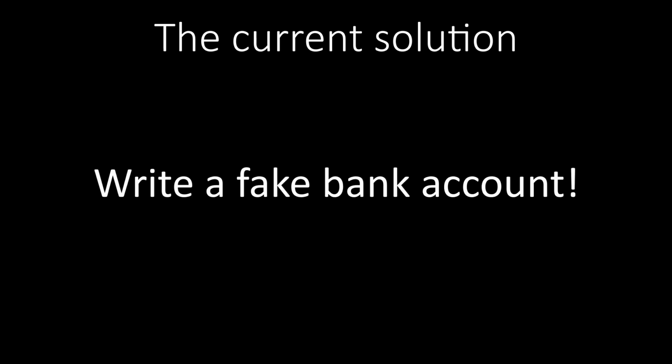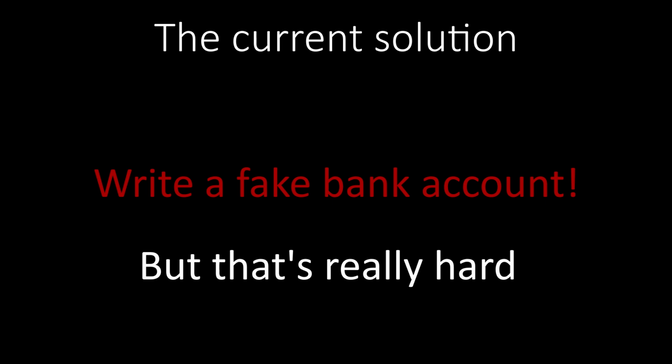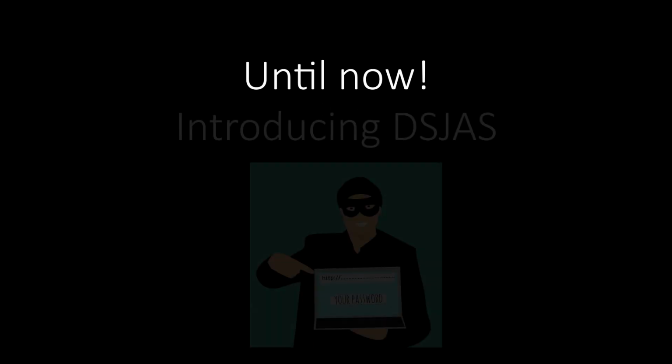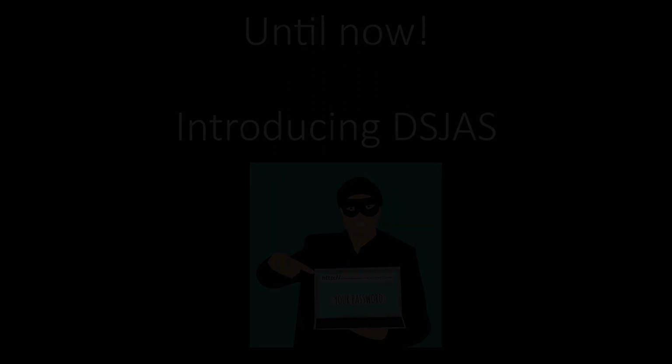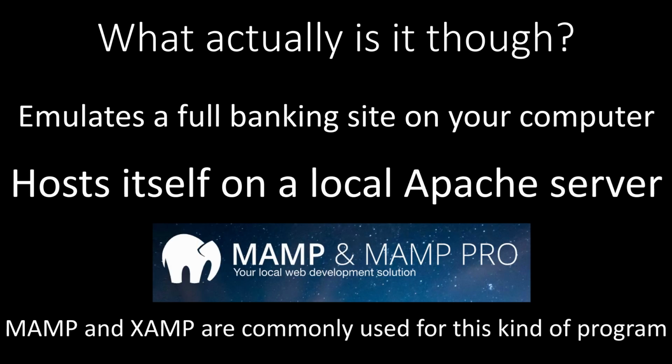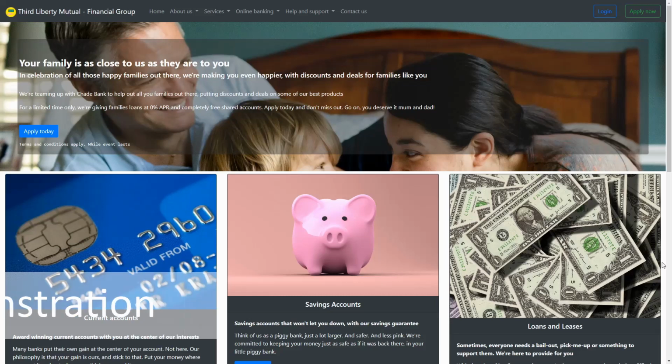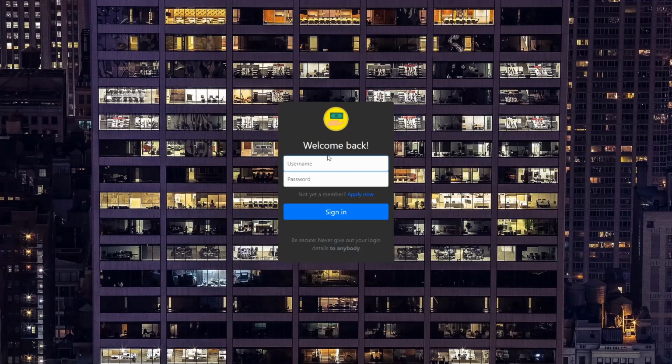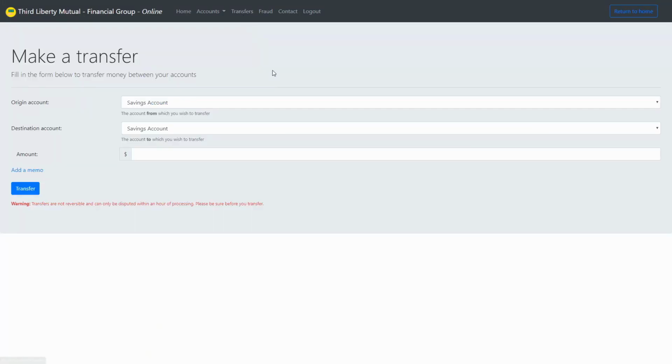In general, your best bet is to try and set up some kind of fake bank account program. However, that's easier said than done. Until now. Meet DSJAS. So, what actually is DSJAS then? Well, DSJAS solves the problems that we previously mentioned by emulating a banking website on a local server on your computer. You can visit this banking website and log into accounts and do everything you could with a normal bank, but without handling real money, real personal information, or anything like that.